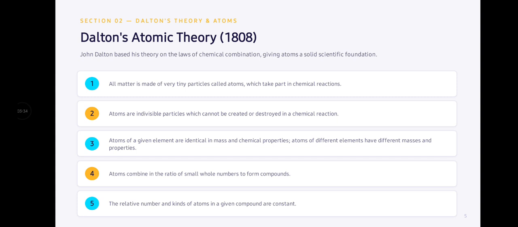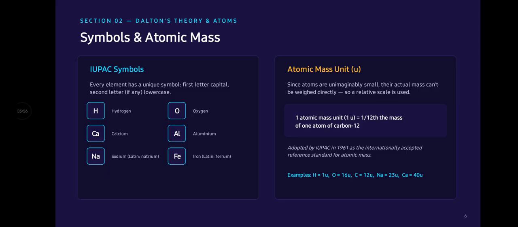Atoms of a given element are identical in mass and chemical properties. Atoms of different elements have different masses and properties. Atoms combine in the ratio of small whole numbers to form compounds. The relative number and kinds of atoms in a given compound are constant.